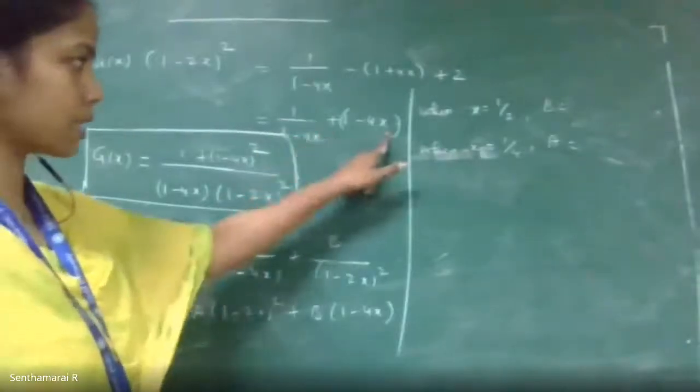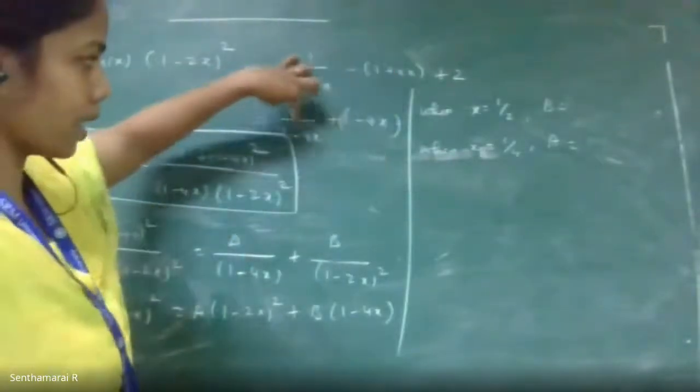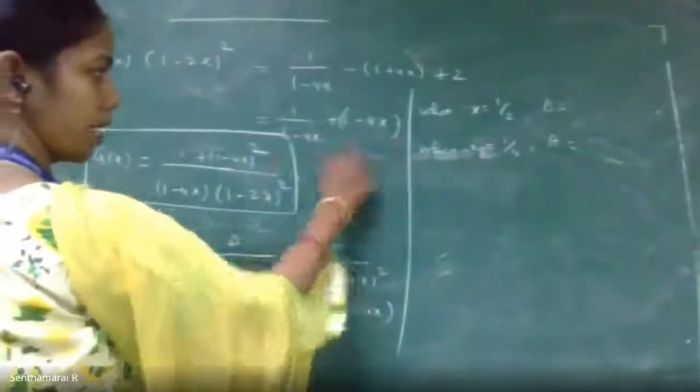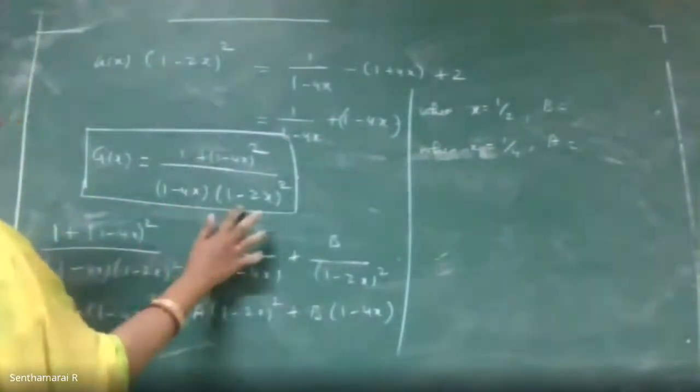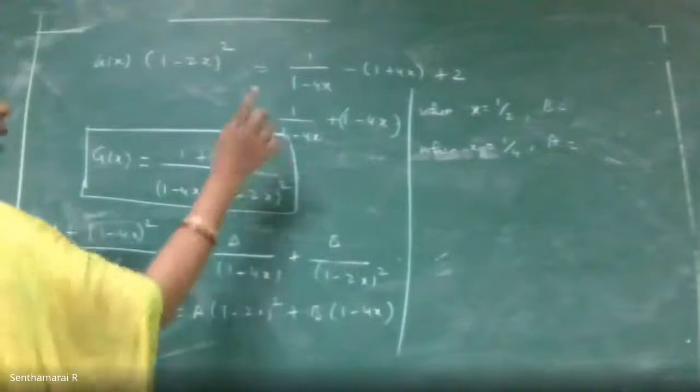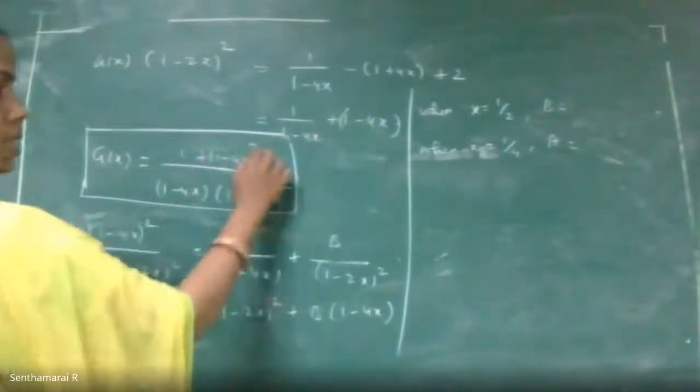Can you explain how you got that 1 minus 2x whole square? This side I have G of x. I brought it that side. I take the LCM 1 minus 4x throughout this expression. So 1 plus the term square, so whole divided by 1 minus 4x comes. Then I brought this thing this side. So 1 minus 4x into 1 minus 2x the whole square in the denominator. In the numerator 1 plus 1 minus 4x the whole square. Then I multiply like this.